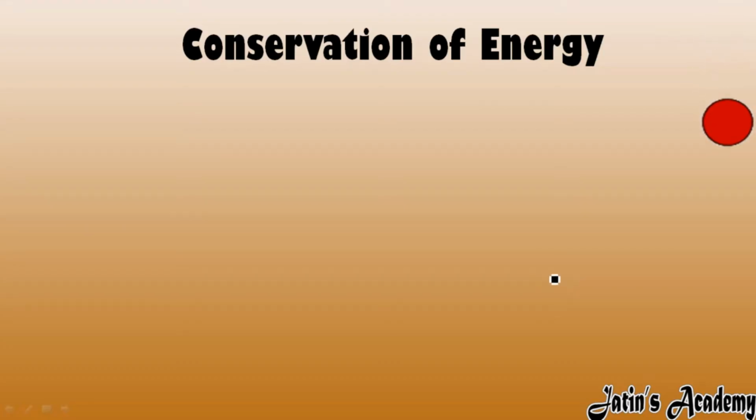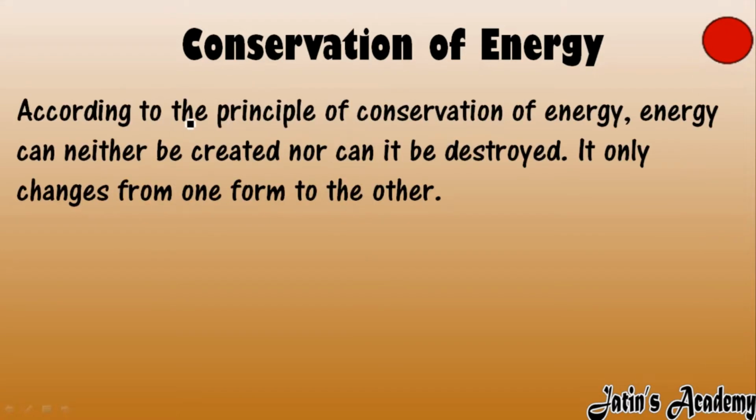Conservation of energy. So what is the definition of conservation of energy? According to the principle of conservation of energy, energy can neither be created nor be destroyed. It only changes from one form to another form. It means that we can't create energy, we can't destroy energy. We can convert energy from one form to another form.